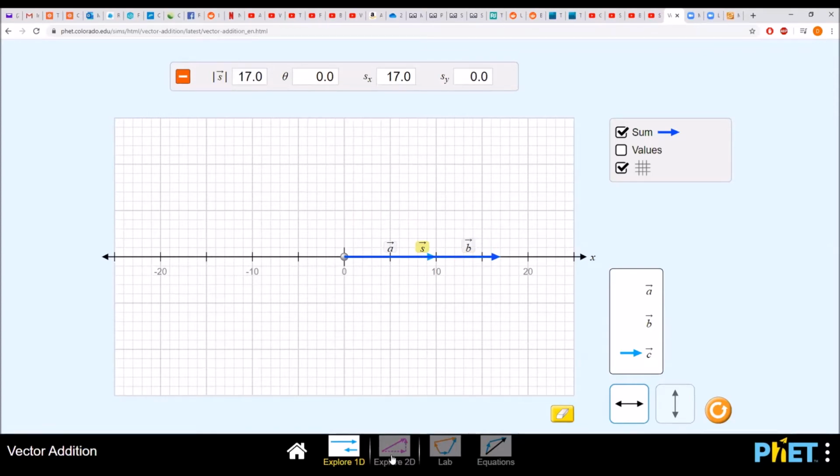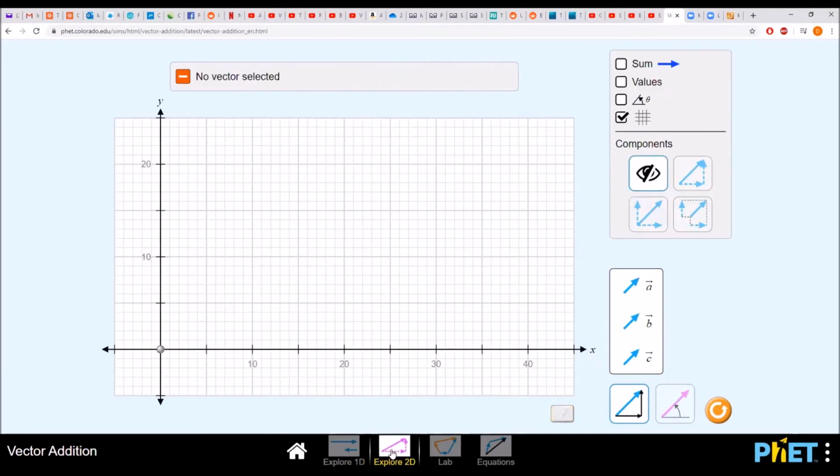Let's see what we get when we move on to the two-dimensional version of this. I can take a vector and put it somewhere, like there. I usually try to make it so that it lines up with the 0 point right there. And I can move it around. I'll move it like that. I'm just doing it randomly.